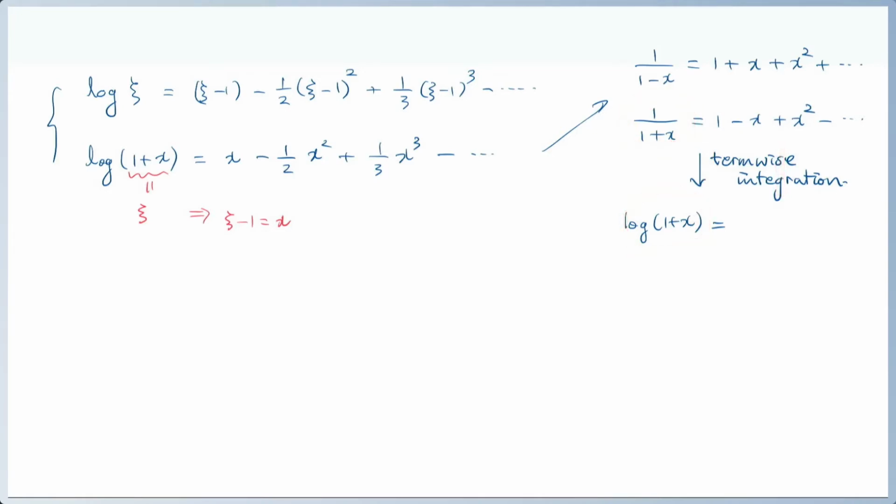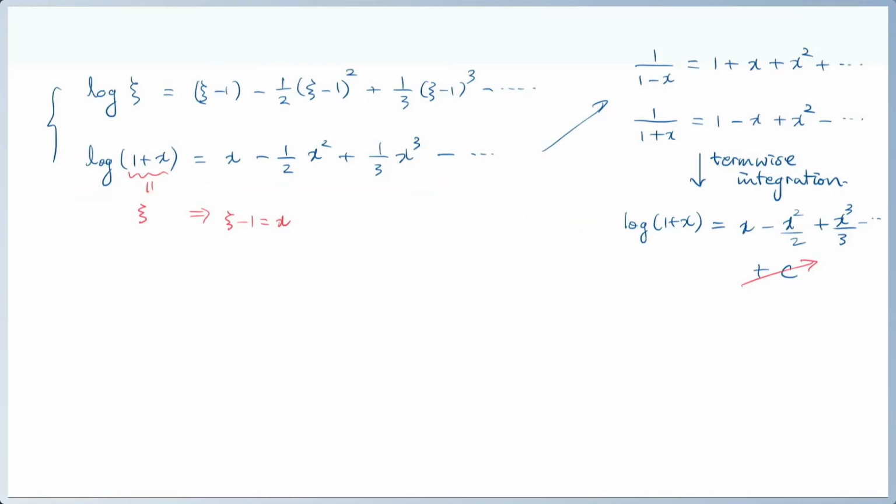Let's do term by term integration. The antiderivative of 1 is x. The antiderivative of x is x squared over 2. The antiderivative of x squared is x cubed over 3, dot, dot, dot. And you'll have, say, plus c here. But by plugging in x equals 0, all these infinite terms go away. On the left-hand side, you have log 1, which is equal to 0. So that means c has to be equal to 0. This is calculus 2 all over again. Either way, we know that this is true.